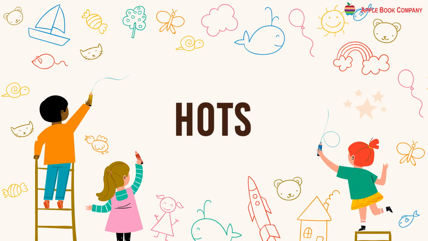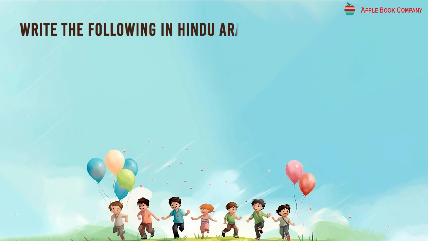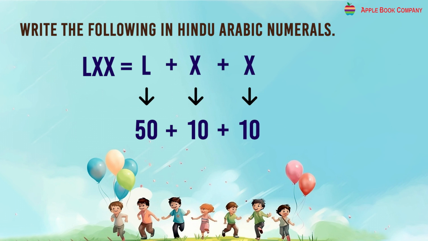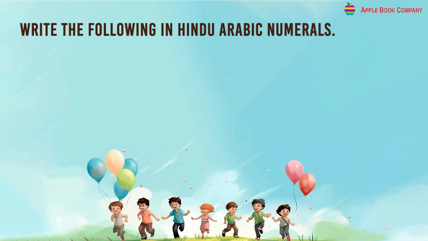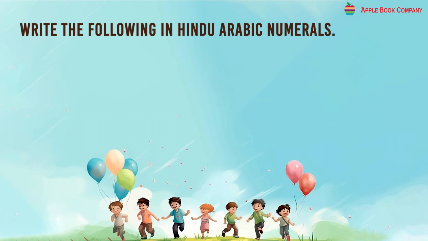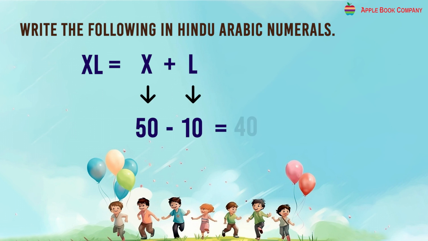Let's see some more. Write the following in Hindu-Arabic numerals. LXX. L is 50 plus X 10 plus X 10. Total 70. Next is LXXXIX. LXXX can be written as 80 and IX is 9. 80 plus 9 is 89. Next is XL. XL is 50 minus 10, which is 40.